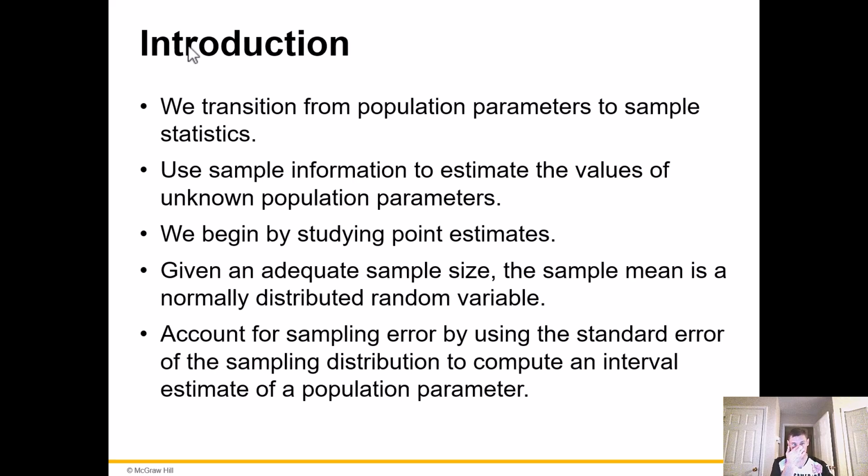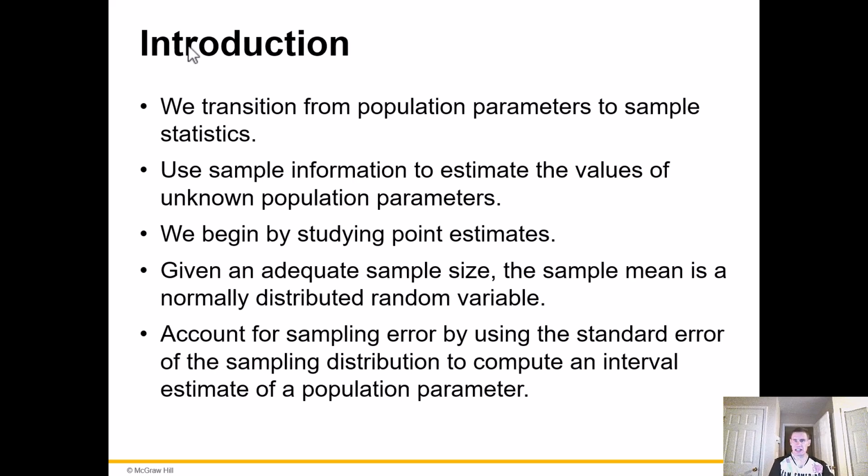Think about parameters as noteworthy things in a population, maybe like the mean or the median, and statistics, same thing, but just for a sample. So we use sample information to estimate the values of unknown population parameters because we can't study the whole thing. There's usually too many points. It would take too long, too expensive, etc.